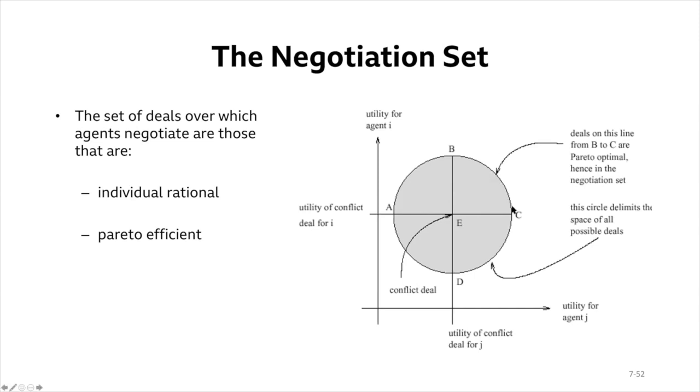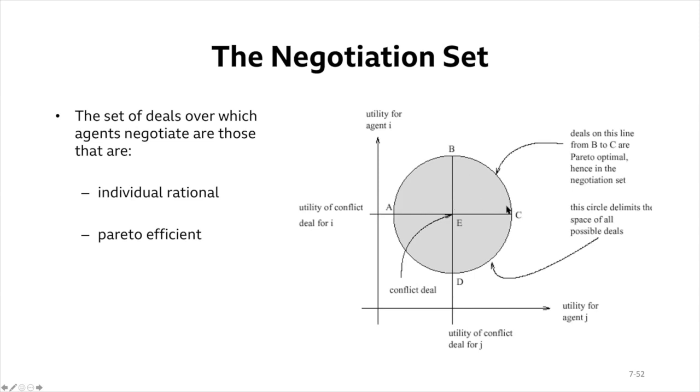Now, if he doesn't make a concession and agent I doesn't make a concession, then the conflict deal is going to be implemented, and agent J is going to lose all of that utility. It's going to fall all the way back down to the conflict deal, because neither of them made a concession. If he had just made a tiny concession, he would have gained all of that utility, but he didn't, so he fell back down to the conflict deal.